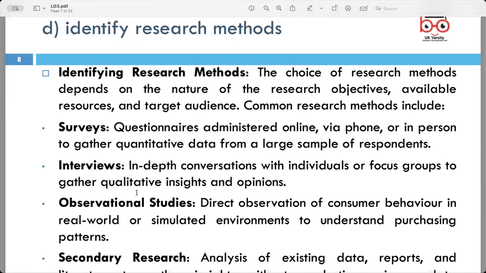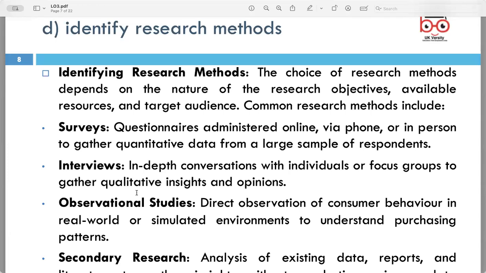So, identifying research methods. Choosing the appropriate research methods is vital for gathering accurate and relevant data that aligns with the research objectives. The selection of methods depends on various factors, including the nature of the research objectives, available resources, and the target audience.